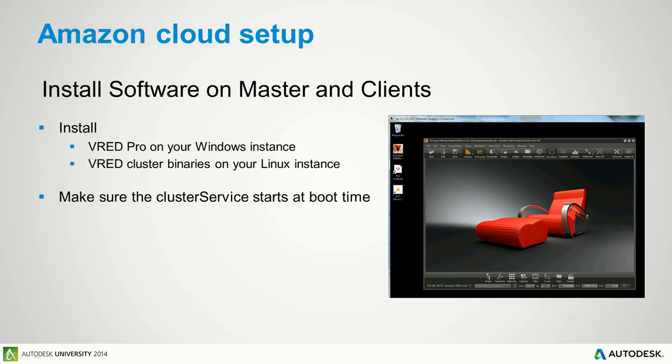You install VRED Pro on your Windows instance and the VRED cluster binaries. It's a smaller piece of software. You install that on your Linux instance. And on the Linux instance, you just make sure that when they boot, the service starts automatically. Because in the next step, we start our Windows machine, and then we want 20 Linux nodes.